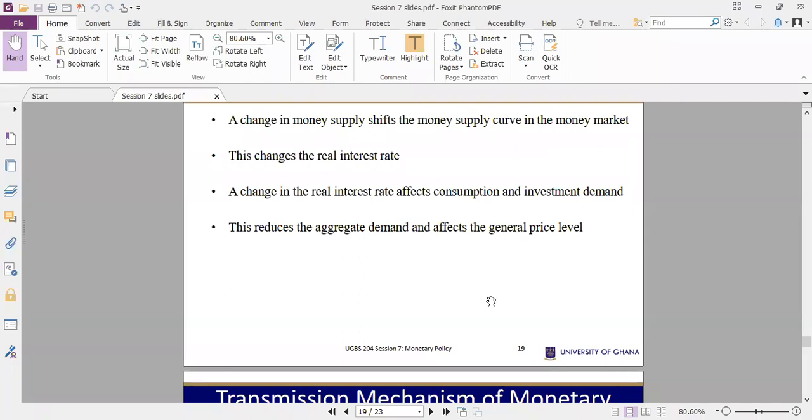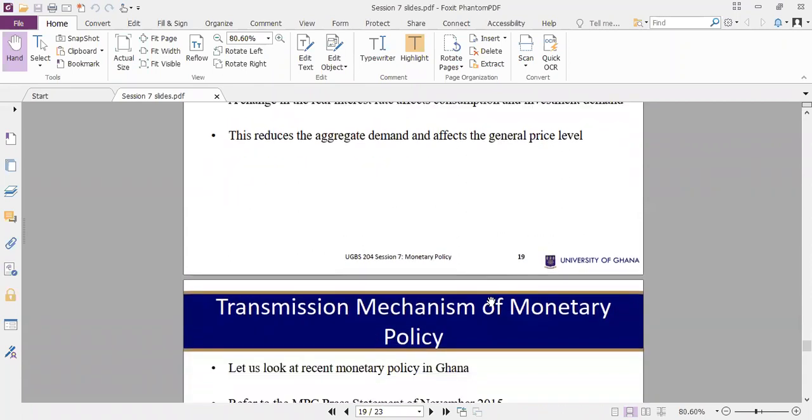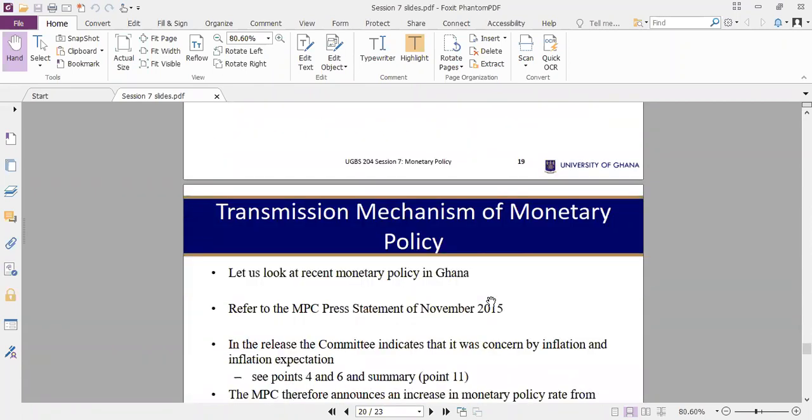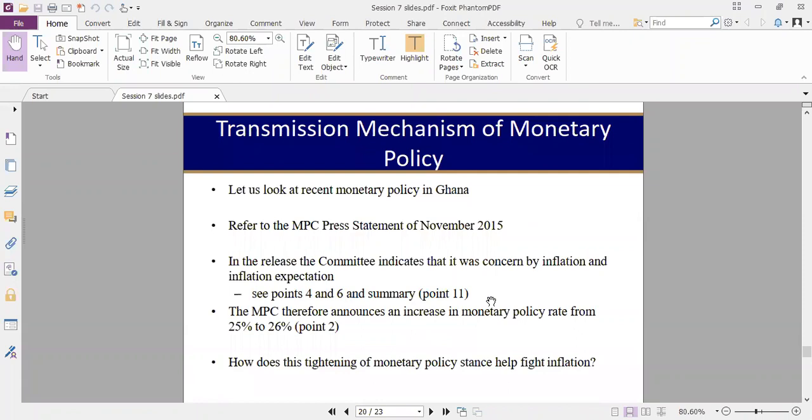So let's see the question we have here. Usually in the exams, this is what you see. The examiner will download the monetary policy rate, the monetary policy committee report, and add it to your exam question. So you have to read and know whether they are increasing or decreasing this rate.